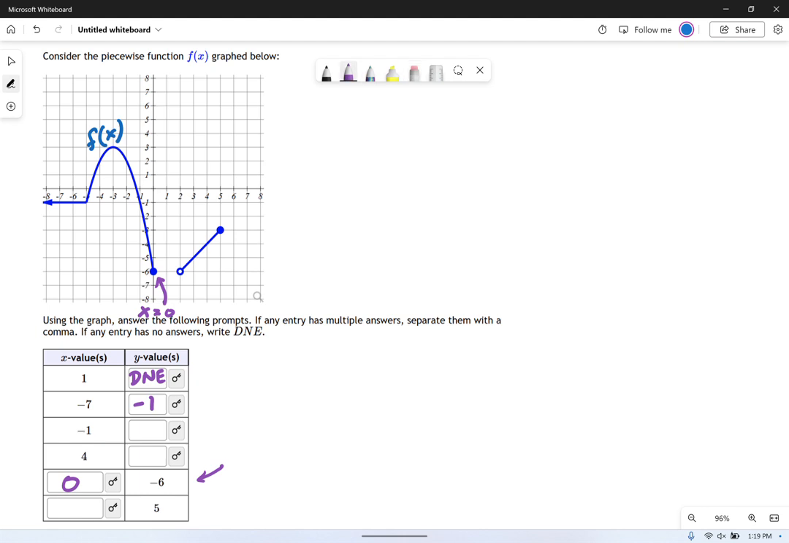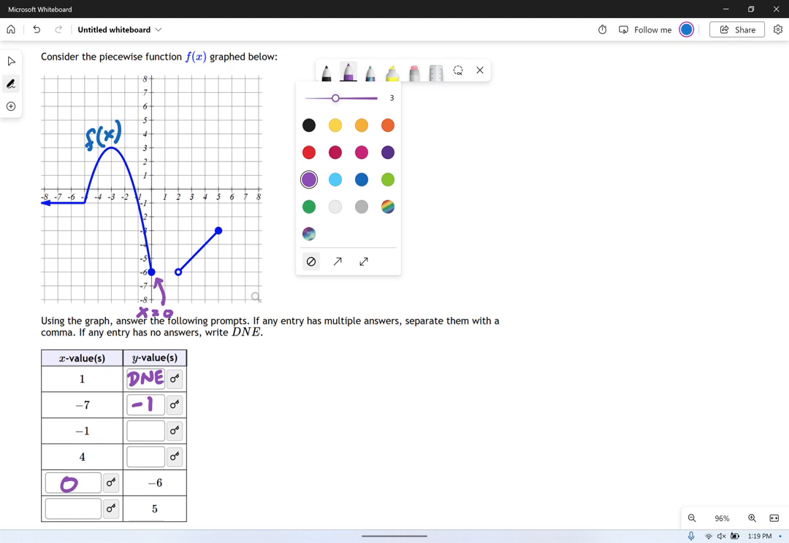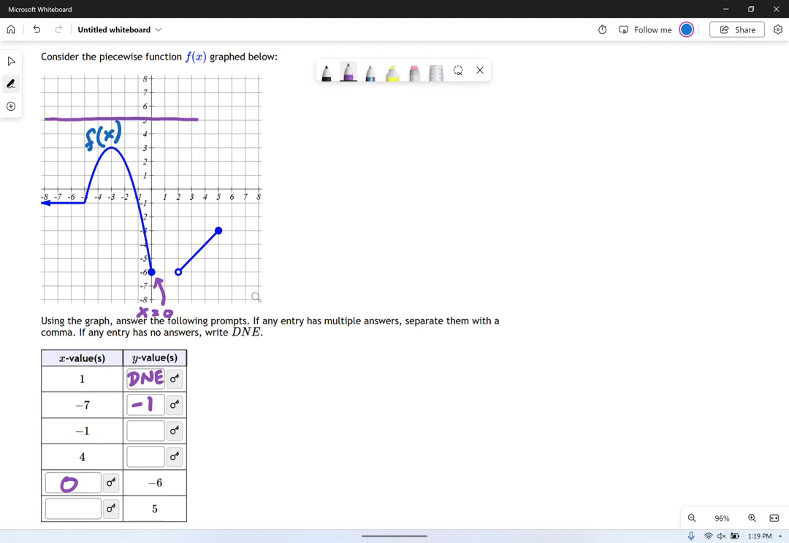Let's look at the last actual example. So this is if y equals 5. Well, y equals 5, you can imagine that's a line. Let me get my pen back here. That's a line that goes horizontally like this. Those are all the y equals 5 values. And the blue function simply never reaches that height. So this is another case of DNE. There is no x value which produces a y value of 5.